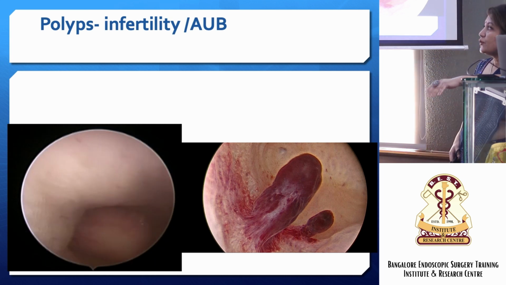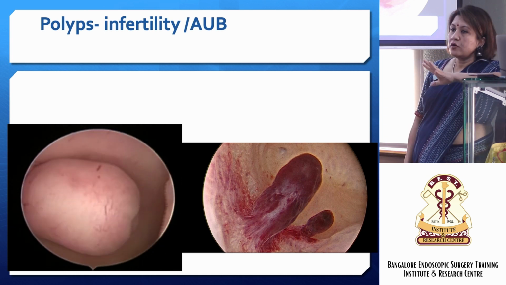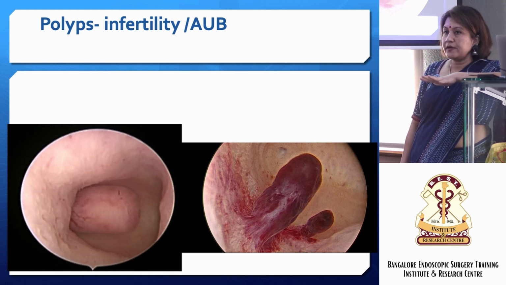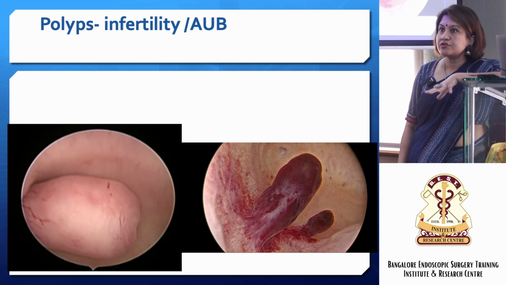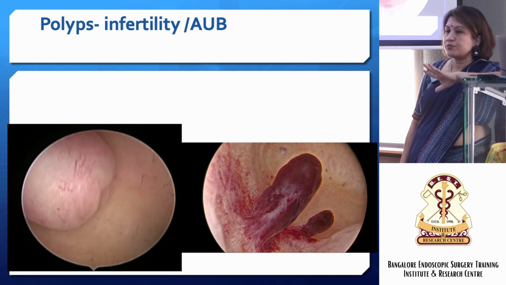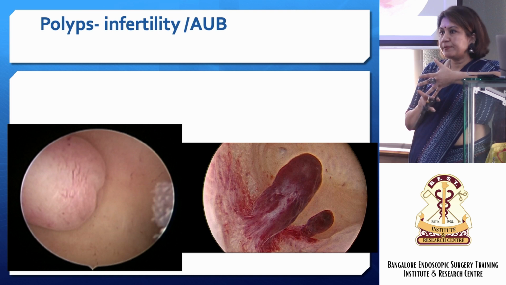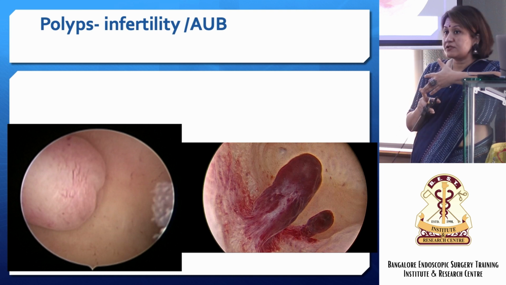So polyps, as we all know, are one of the common things we are going to end up diagnosing and operating, especially initially when you're doing hysteroscopy. This is one of the first and easiest ones to do. Now, polyp can present with infertility, intermenstrual bleeding and postmenopausal bleeding.